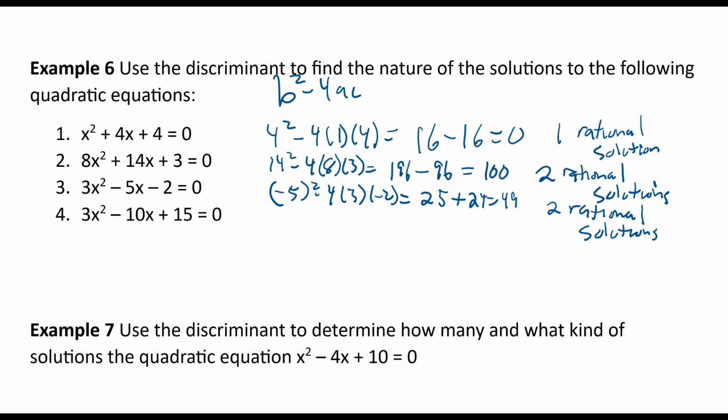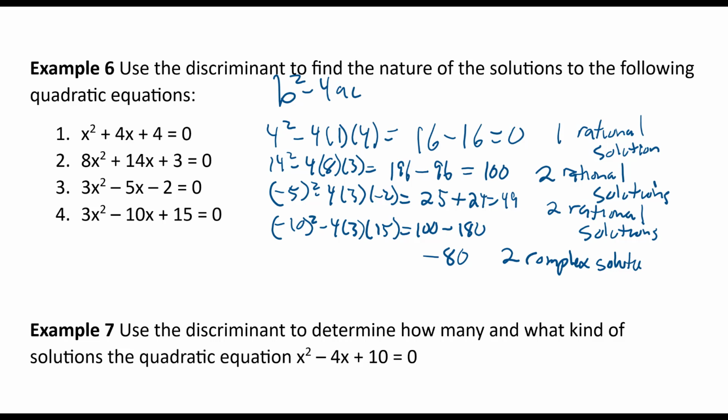And then we have -10 squared minus 4 times 3 times 15. So 100 minus 4 times 3 is 12 times 15 is 180, I believe. Someone can correct me. I'm pretty sure that's what it is. I do have a calculator right here. -80. So that means it's going to be the square root of a negative, so it's going to be two complex solutions.